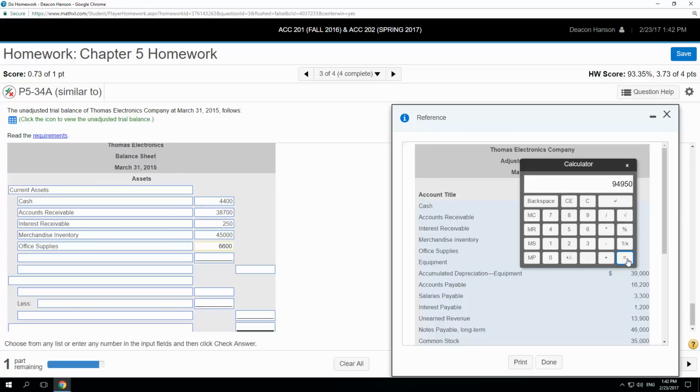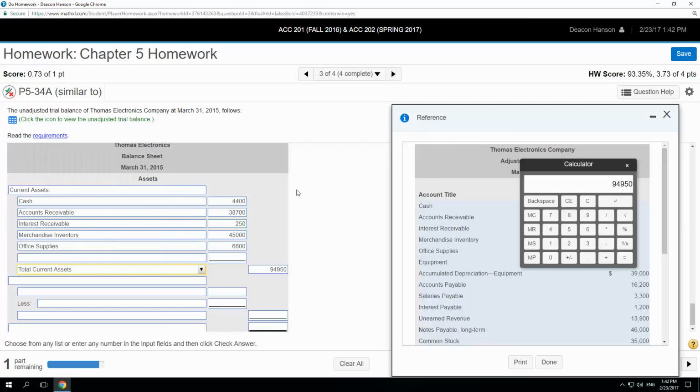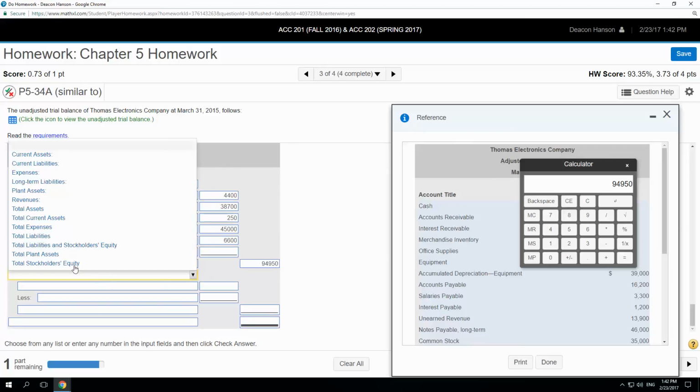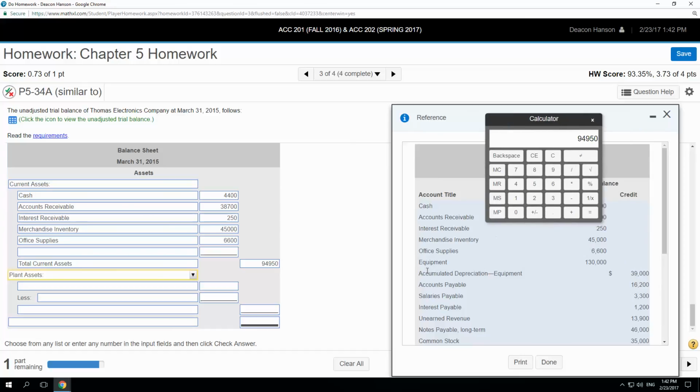Okay, so my total current assets are 94,950. Total current assets. Okay. Then I'm going to do my property, plant, and equipment, sometimes called plant assets. So my plant assets will be my equipment and the related accumulated depreciation.